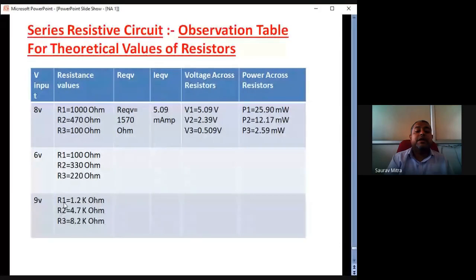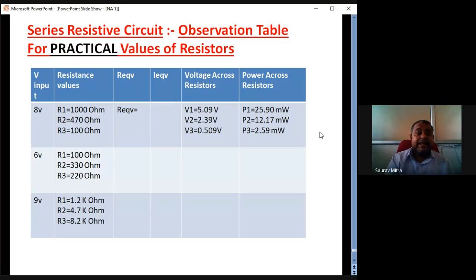For the third case I have taken 9 volt and these resistor values, and you can just fill up the tables. We will give you only this much; you have to fill up the whole table, then go to the lab to perform the experiment, and there you have to fill up the table with all the measured practical readings. Actually, I have given these resistance values wrongly. These should be the measured values of the theoretical resistances, and they will always show some deviation because of tolerance in the components.